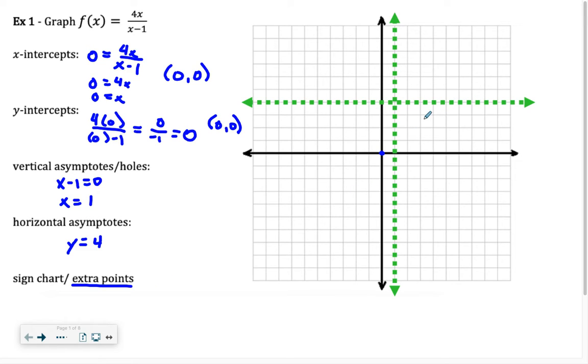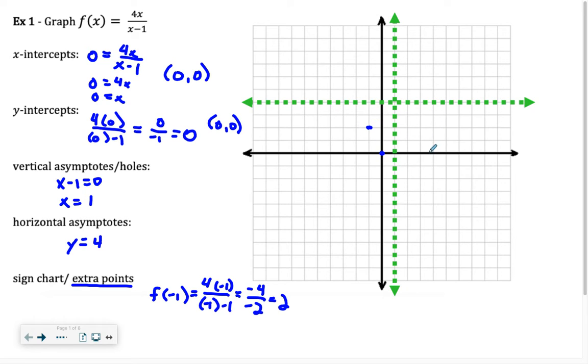Okay, so we already have 1 point on the left side of my one vertical asymptote, but let's get another point somewhere. So we know x equals 0. Let's plug in negative 1. So f of negative 1 would mean I'm plugging negative 1 in for x. So that'll be 4 times negative 1 over negative 1 minus 1, which would be negative 4 over negative 2, which would be 2. So that means the point negative 1, 2 is on my graph.